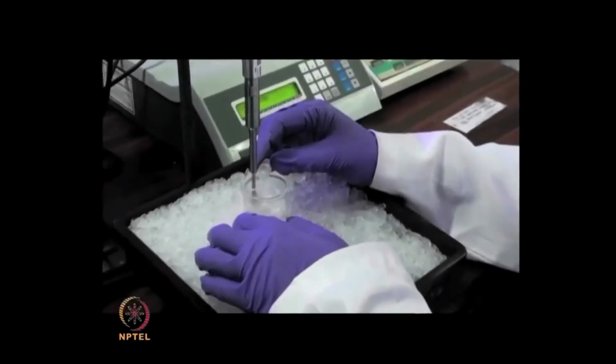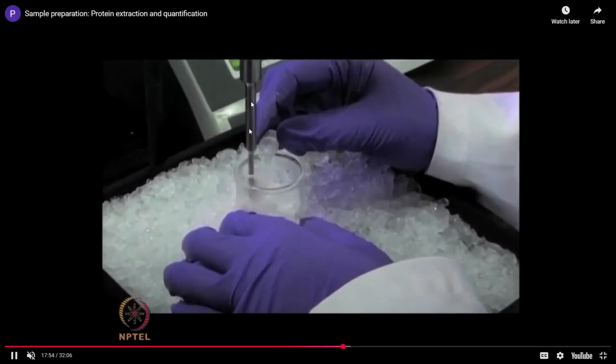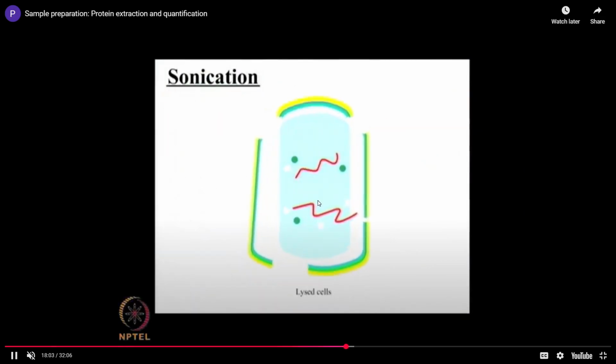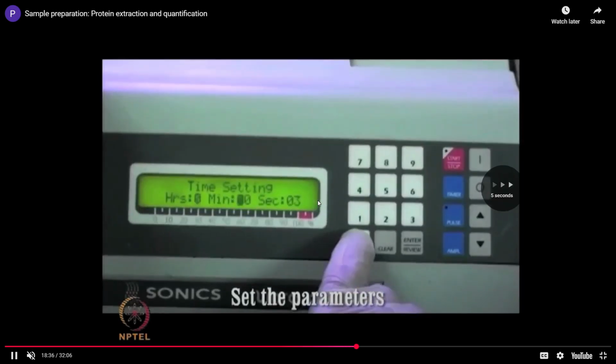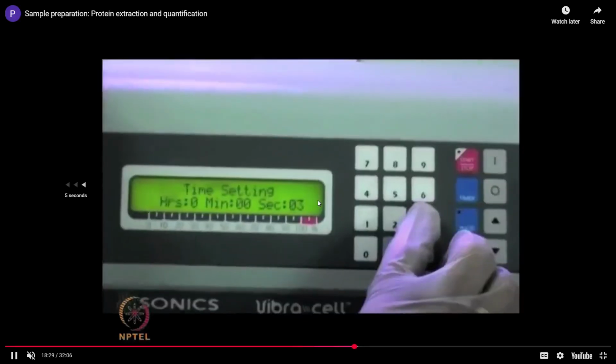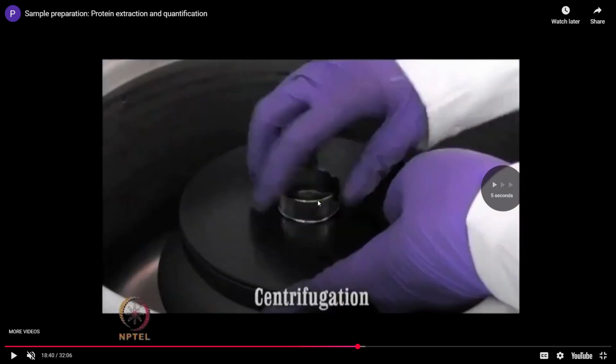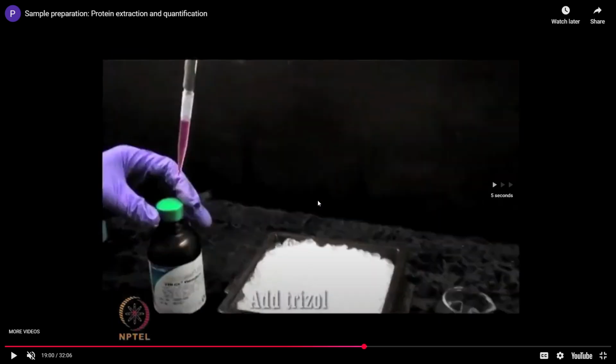In the lysis buffer, you will sonicate the sample. That's how the sonication probe looks. During sonication, the cell will be lysed like this. Then there are certain sonication parameters which you need to set. A pulse is given, so there is an on and off system for giving the pulse: 30 seconds on, 10 seconds off, run for 5 or 10 cycles, and the total time is 10 minutes or 20 minutes, depending upon the need.